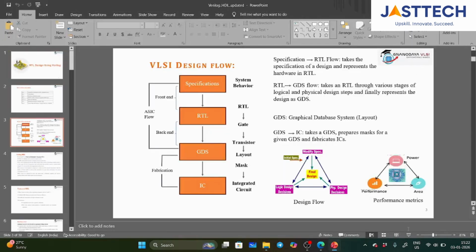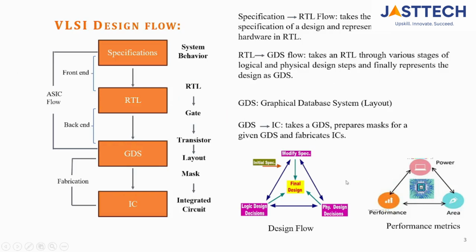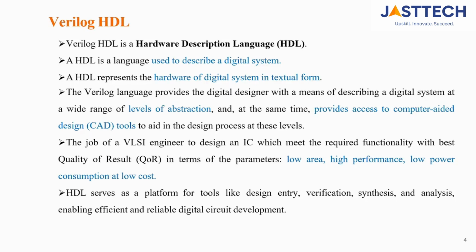Here is the VLSI design flow, from specification to RTL and GDS. GDS is nothing but Graphical Data System, that is layout and IC integration. HDL is nothing but Hardware Description Language, which makes it easier to describe a digital system. In terms of hardware, there are some CAD tools, and by using these CAD tools we can write the Verilog code.